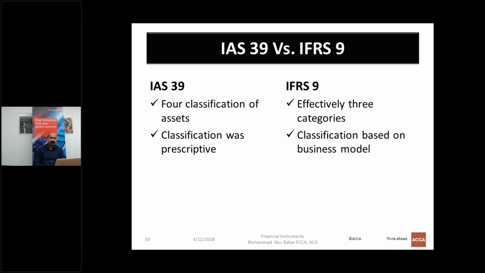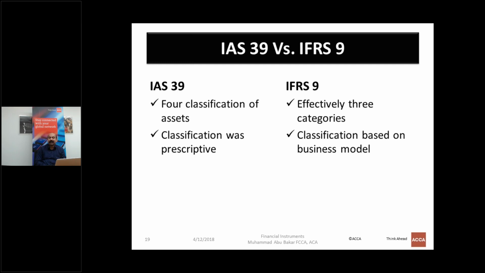in IFRS 9, we are moving from a model where previously you had 4 classifications of your assets, being loans and receivables, fair value through profit or loss, held to maturity, and available for sale. Under the new model, you are effectively going to have 3 categories, and they are going to be determined in line with your business model that you employ, as opposed to under International Accounting Standard 39, where the rules are more prescriptive as to what goes where.